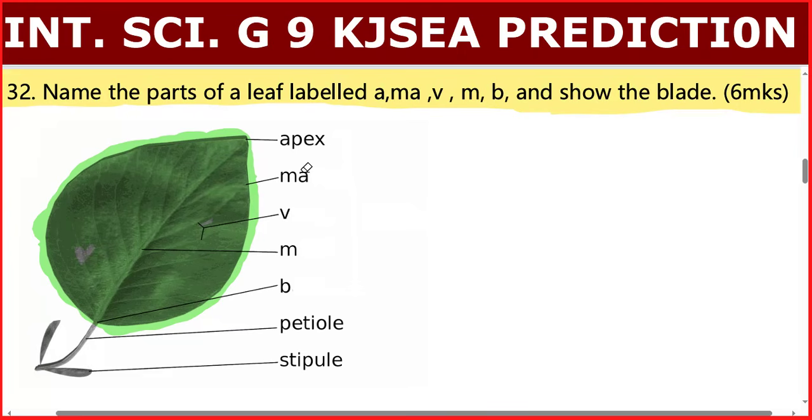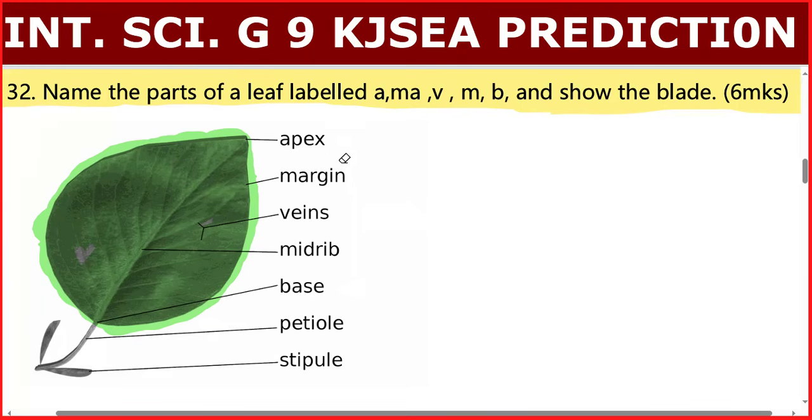M for margin. That is the margin, the outer lining. And then we have, this is V. V is, you can say, veins. Can you see the veins? Yeah, then we have the mid rib. This is called the mid rib of the leaf. And then we have the B for base. That is the base.